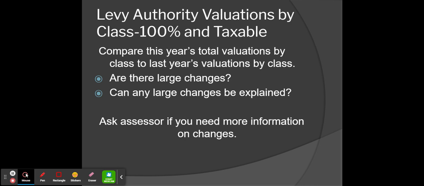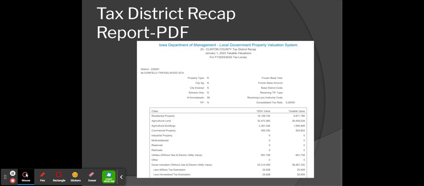So just sort of take a look and see if those changes by class are reasonable, if they make sense, or if they're sort of raising a question for you. And if they're raising a question, by all means, ask your assessor if you need more information on what might be behind a specific change.